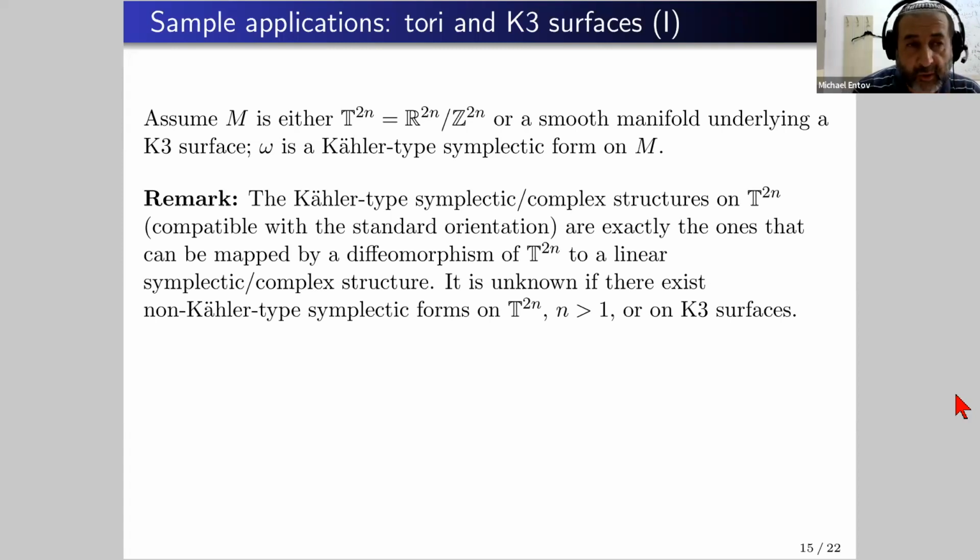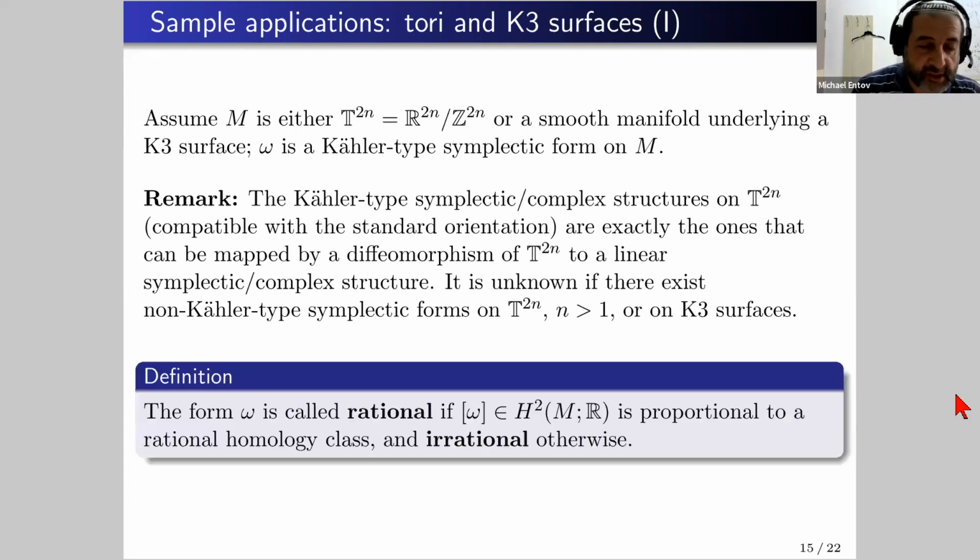The result that c1 of that complex structure on K3 is 0 is due to Beauville, not to Siu. Siu proved that any complex structure is Kähler type, but Beauville noted that it automatically has c1 equal to 0. One more definition concerning tori and K3 surfaces: a Kähler-type symplectic form omega on M is called rational if its cohomology class is proportional to a rational one, proportional meaning a real multiple. It's called irrational otherwise. There will be an important difference between rational and irrational forms.